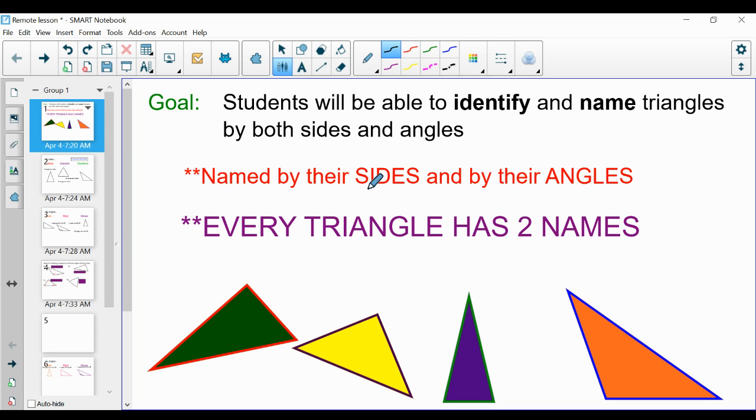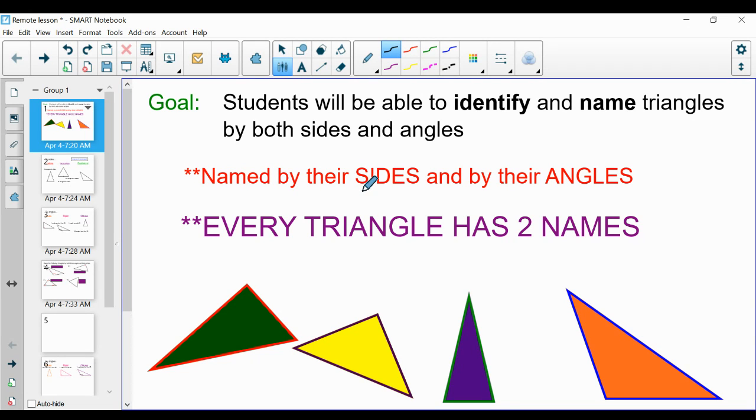Hi guys, today we're going to try something a little new. I'm going to be doing a lesson kind of on a smart board for you. We are starting this week with triangles. We will be doing just naming them.